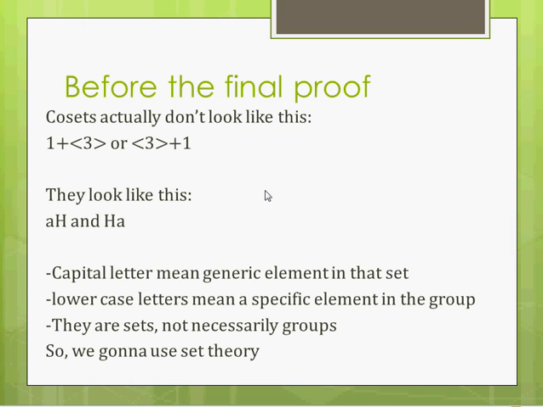So cosets don't actually look like this, like we showed in some examples. You can take the subgroup generated by 3, and you add 1 to it, add 2 to it, add 3 to it, add 0 to it, and you get the whole group, Z24. You can partition the group that way. But they don't actually look like this. When we do proofs and things like that, they look like this.